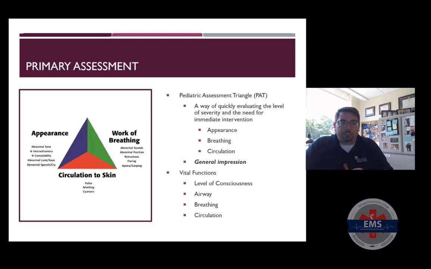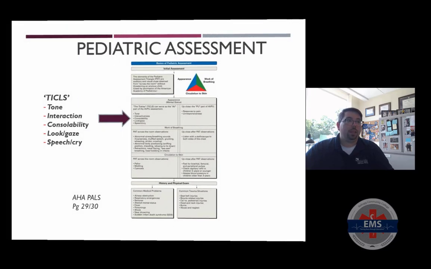Breathing is our B. We look at work of breathing. Do they have abnormal sounds, abnormal positions, retractions, flaring, apnea, or gasping? And then circulation. What is the circulation to the skin? Do they have pallor, mottling, cyanosis, and so on? We often recognize there are some vital functions we still need to make sure that we're obtaining. Those include things like level of consciousness, airway, breathing, and circulation assessment and management. But the PAT will provide you a great alternative to truly assessing the need for immediate intervention.